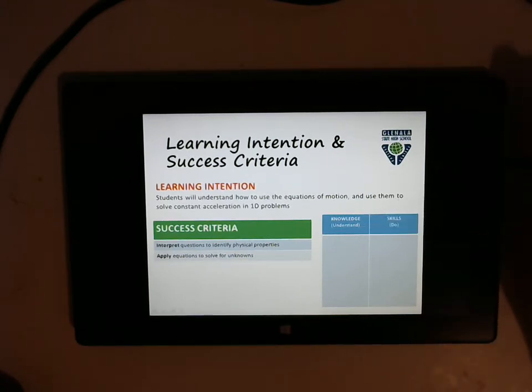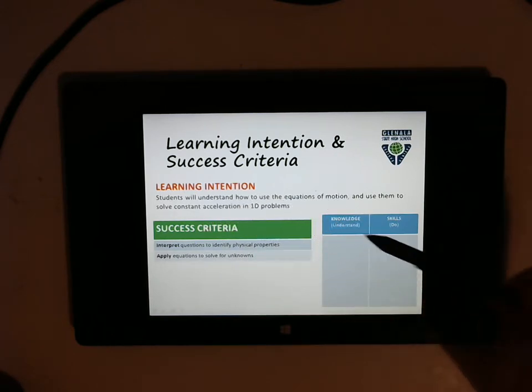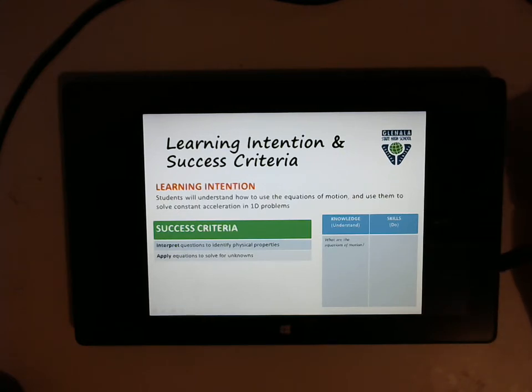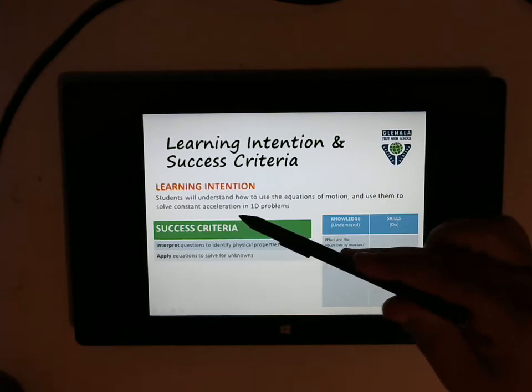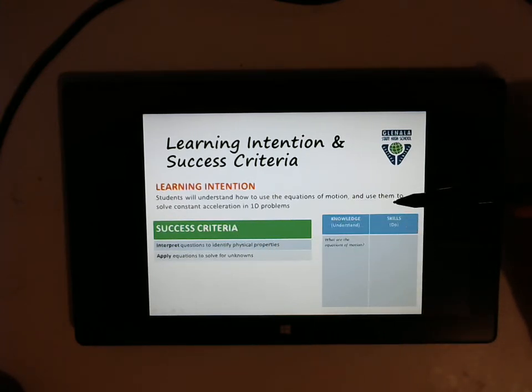Okay, so having a look through here, our first big bit of knowledge is to first understand how to use equations of motion. So that's going to clue us in to our first question: what are these equations of motion? And we're going to solve constant acceleration in 1D problems. So we're just dealing with one dimension. We've talked about this a bit earlier.